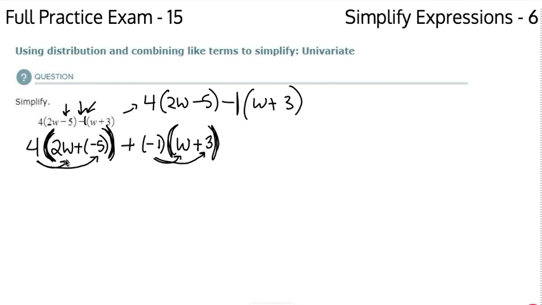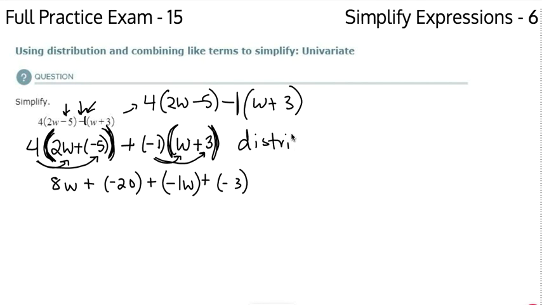So I would have 8w plus -20 plus -1 times w plus -1 times 3. All of my multiplication has been eliminated. Now, if you notice, all I have is addition. So here I distribute.